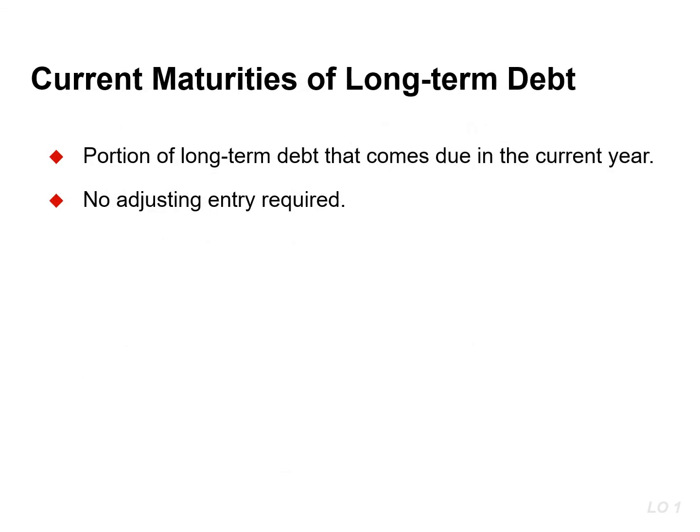Companies often have a portion of long-term debt that comes due in the current year. At the balance sheet date, all debts and obligations due within 1 year are classified as current, and all other debts and obligations are considered long-term.